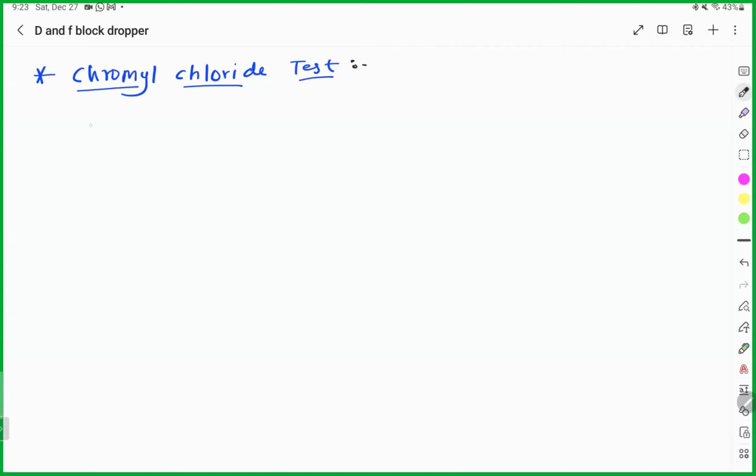So what happens when K₂Cr₂O₇ reacts with the acid? Because this is how it reacts. But in presence of KCl, KCl is the special thing in this case. What will happen?